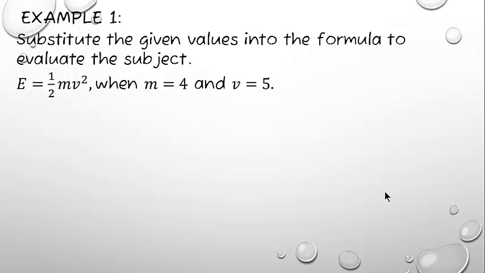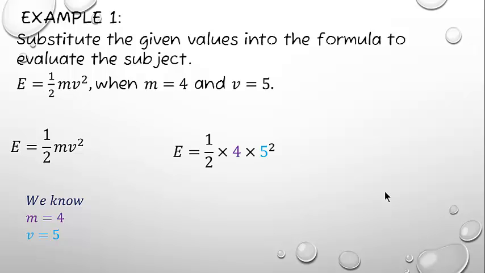Example 1. Substitute the given values into the formula to evaluate the subject. So we have e equals 1/2 mv squared, when m equals 4 and v equals 5. First off, you should write down the equation. That stops us making any mistakes when we're moving our eyes backwards and forwards. So we know that m equals 4 and v equals 5, so we're going to substitute those in for the pronumerals. So I have e equals 1/2 times 4 times 5 squared. Then we just evaluate that, so e equals 50.